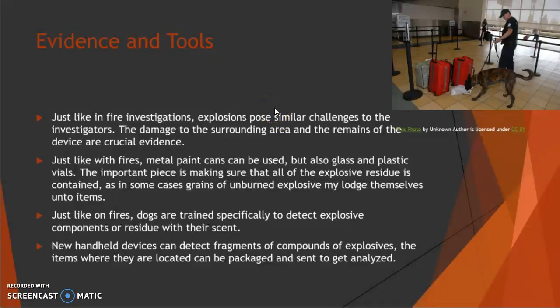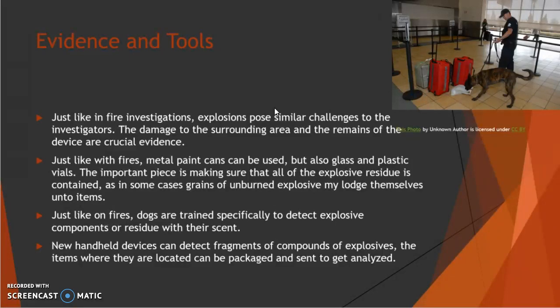So evidence and tools, just like fire investigations, explosions pose a similar challenge to investigators, mainly because the damage around the surrounding area and to the evidence can be scarce. Metal paint cans can be used as well, but you can also use glass and plastic vials. The main point of this is to keep all the explosive residue, and in some cases, unburned explosive can lodge itself into items around the area where the explosive detonated, and this can be used as evidence.